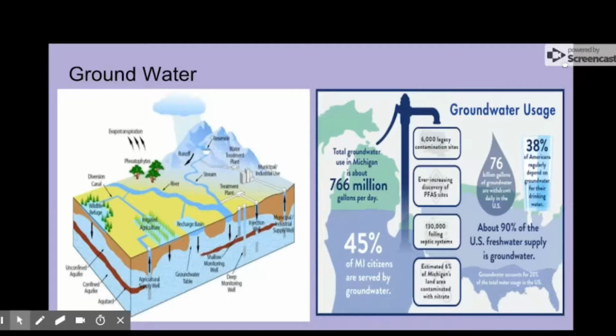Groundwater helps grow our food. 64% of groundwater is used for irrigation to grow crops. Groundwater is an important component in many industrial processes, and it is a source of recharge for lakes, rivers, and wetlands.